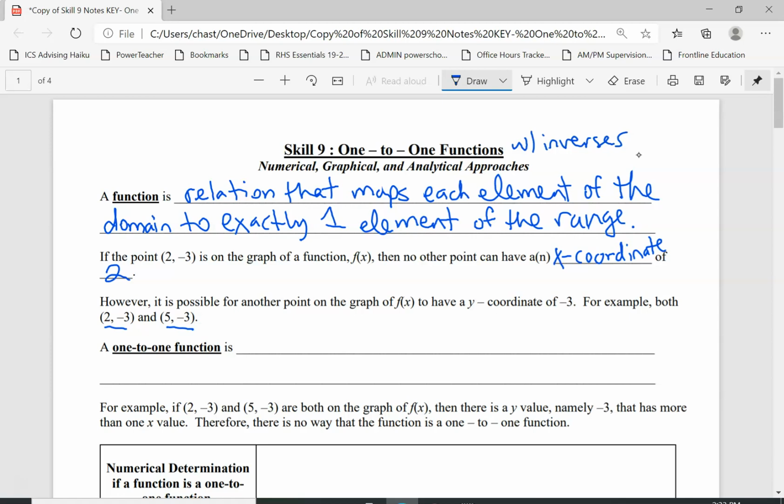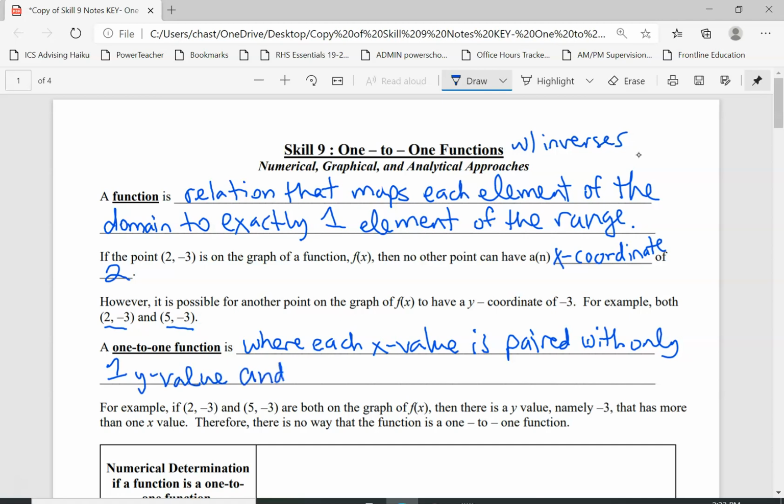A one-to-one function, however, is where each x value is paired with only one y value, and vice versa. So when we look at (2, -3) and (5, -3), if they were both on the graph of f of x, while it would be a function, it would not be a one-to-one function because both of those x values, 2 and 5, have the same y value.